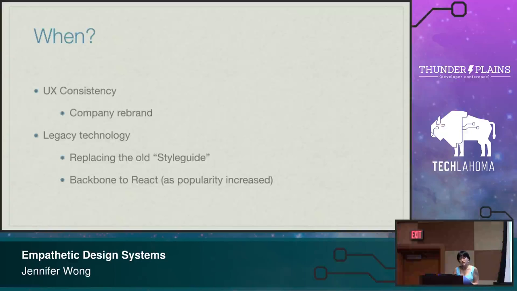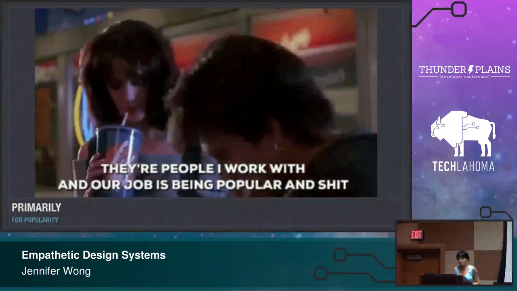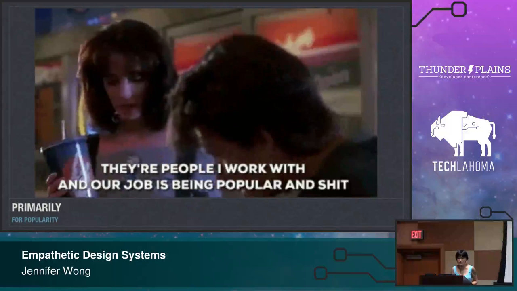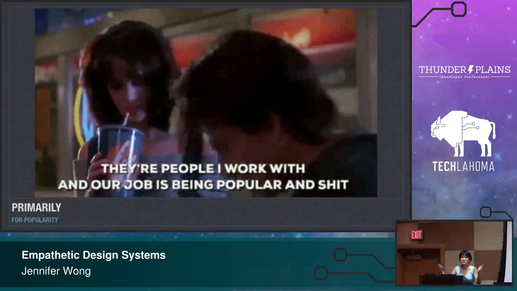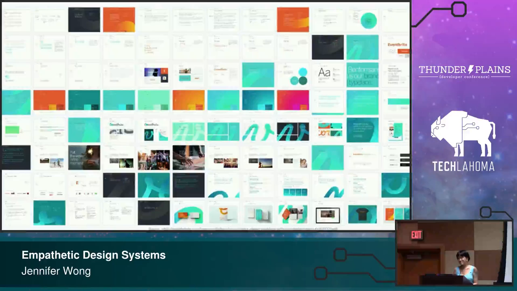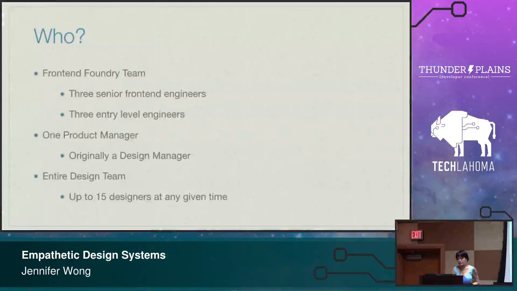And we were also replacing our old style guide, which we were using to guide us through different UX designs. And also we were replacing Backbone with React as React started to gain in popularity. I like to joke that we were primarily doing it for popularity reasons. The whole plan was to eventually open source it and become famous for our amazing design system. So this is kind of what our rebrand looked like. It was some explorations that were being done by our design team. So we were basing a lot of what we were going to be building in our design system on these designs. And who was working on this?